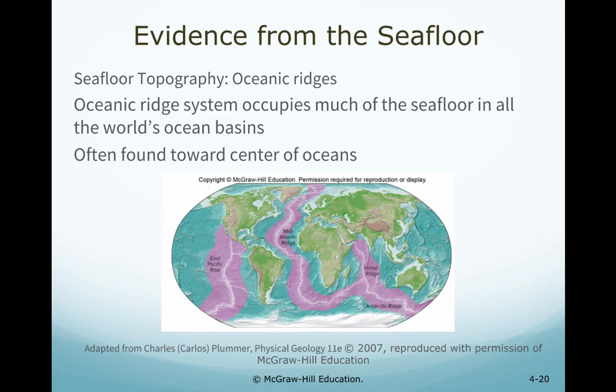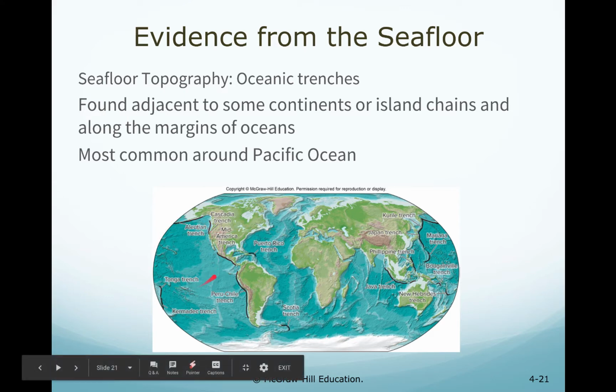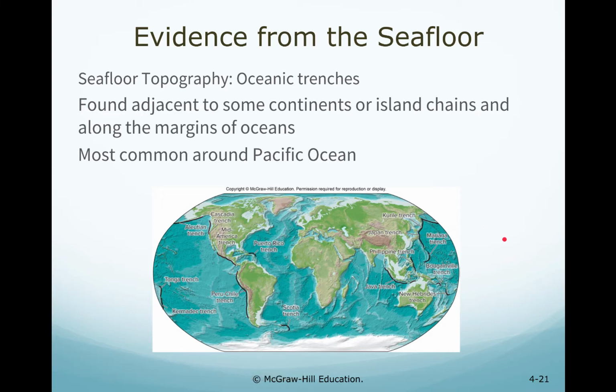There's evidence from the seafloor. The ocean ridges. The ocean ridge system occupies much of the seafloor in all the world's ocean basins, often found toward the center of oceans. Trenches are found adjacent to some of the continents or island chains and along the margins of oceans. They're most common around the Pacific Ocean. Look, the Mariana Trench is in the Pacific Ocean. Here's the other side of the Pacific Ocean. And also the Ring of Fire. Keep that phrase in mind as we go into other topics.